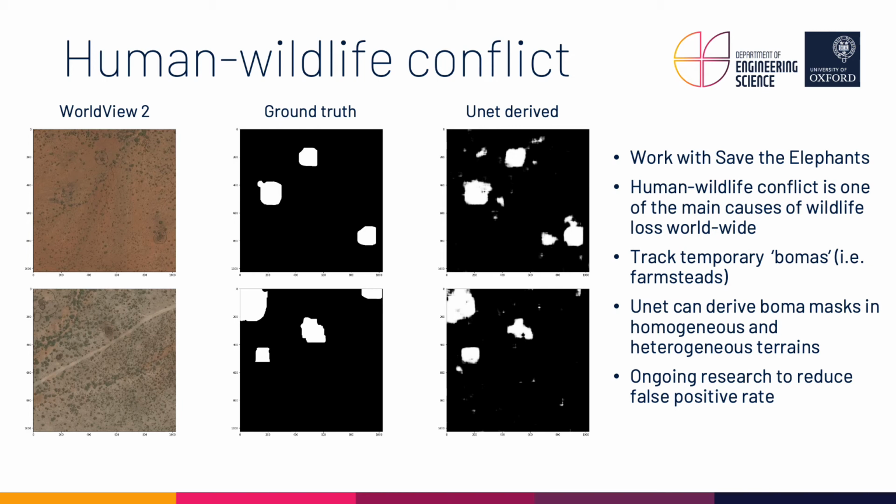Can you spot the bomas in the satellite imagery in the left column? Some are obvious, some are less so. The two masks in the central column show the locations of the actual bomas.